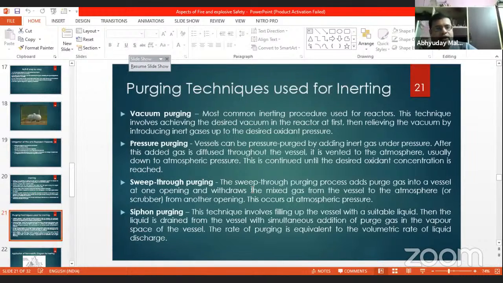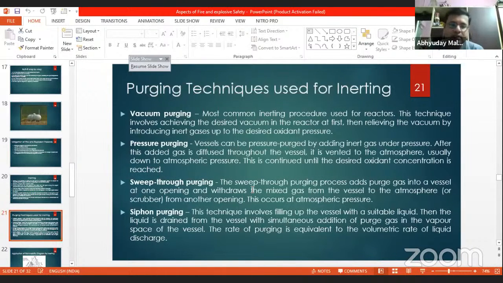The opposite of vacuum purging is pressure purging, and vessels can be purged by adding inert gas under pressure. That is, you can transfer inert gas under high pressure from a cylinder into the vessel.